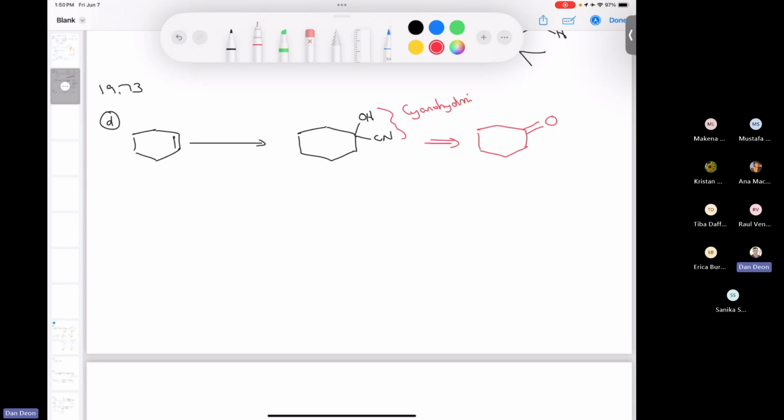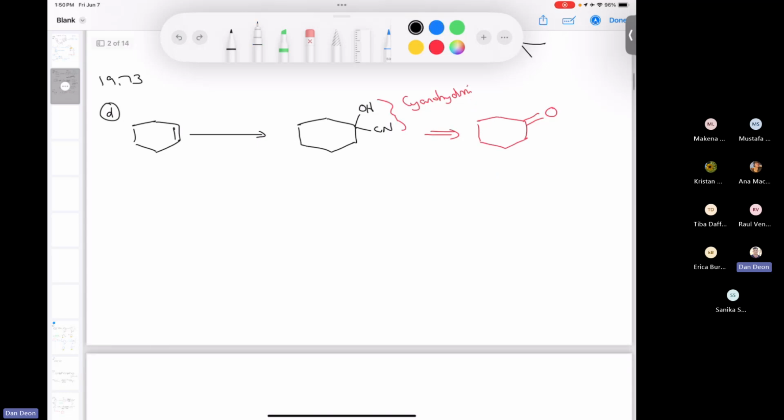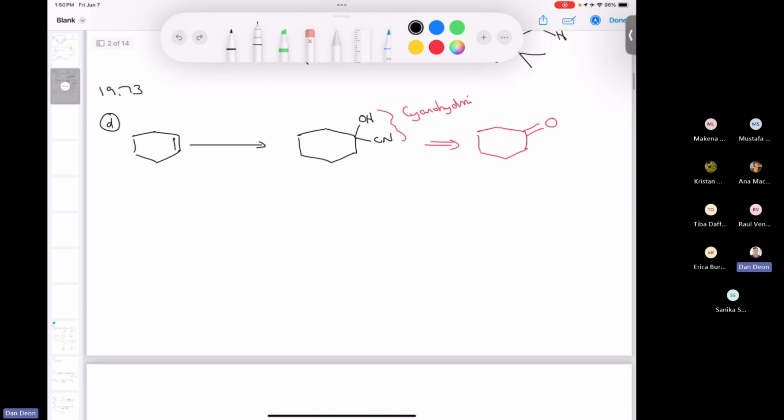So basically, we need to figure out how to get from cyclohexene to cyclohexanone, would be the name of that compound. So the first thing we're going to do is hydrate it. And there's no Markovnikov or anti-Markovnikov to worry about. So in this case, we can just treat it with some plain old H3O+, and that's going to give us cyclohexanol.